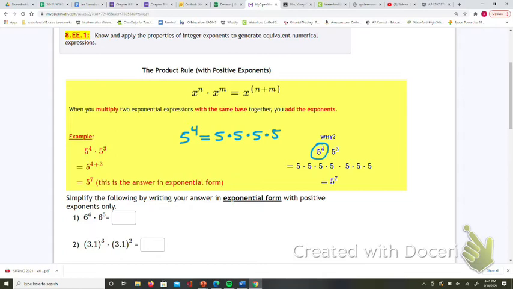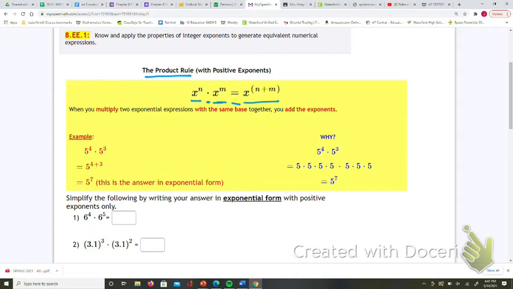Today we're going to learn about two rules for exponents. The first one is called the product rule. The product rule says if you have some base to a power, x to the n, times that same base to another power, x to the m, it equals x to the n plus m. So you add your exponents. If you're multiplying the bases, you add the exponents.